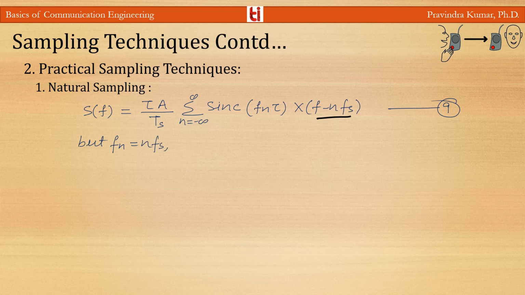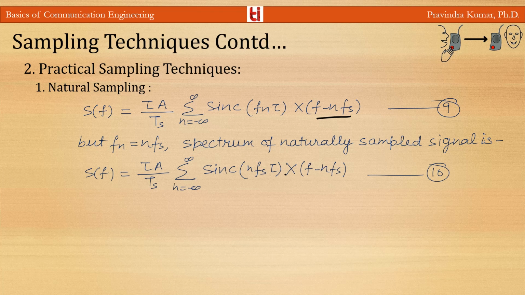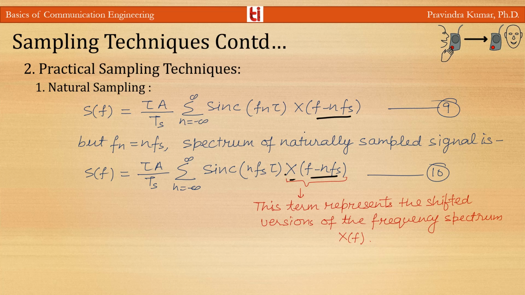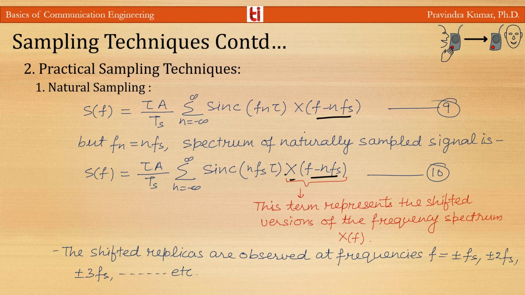But fn is equal to n fs, so the spectrum of the naturally sampled signal will be S(f) equal to tau A by Ts summation sinc function of n fs tau into X(f minus n fs), and this term X(f minus n fs) represents the shifted version of the frequency spectrum X(f), and the shifted replicas are observed at plus minus fs, plus minus 2fs, plus minus 3fs, and here the amplitude is the sinc function. So the amplitude will be a decreasing function.